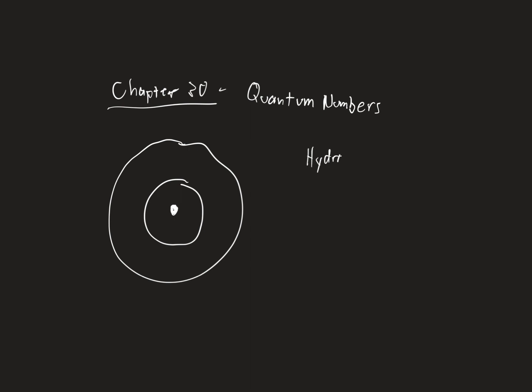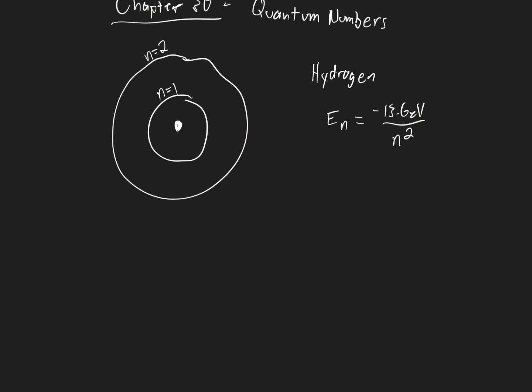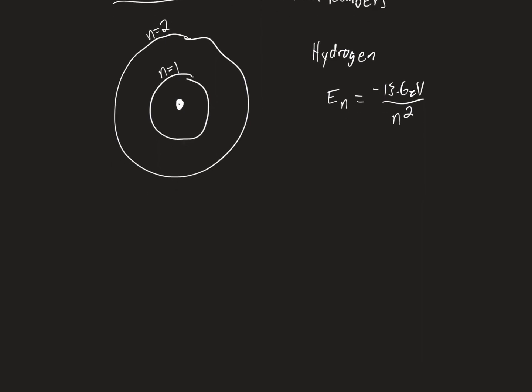Okay, so we know a lot of stuff about hydrogen. We know that the energy of any electron level in hydrogen is equal to negative 13.6 electron volts over n squared. It's kind of useful. But we also know that we can describe all of these electron states, n equals 1, n equals 2. We can describe exactly where the electron is in those states with 4 different numbers. And these numbers that we can use to describe where an electron is are called the quantum numbers. And there's 4 of them.